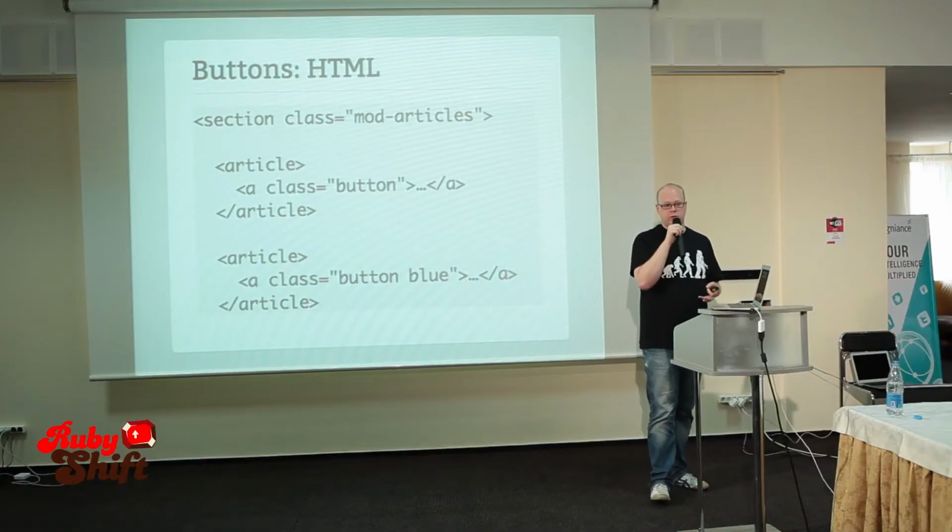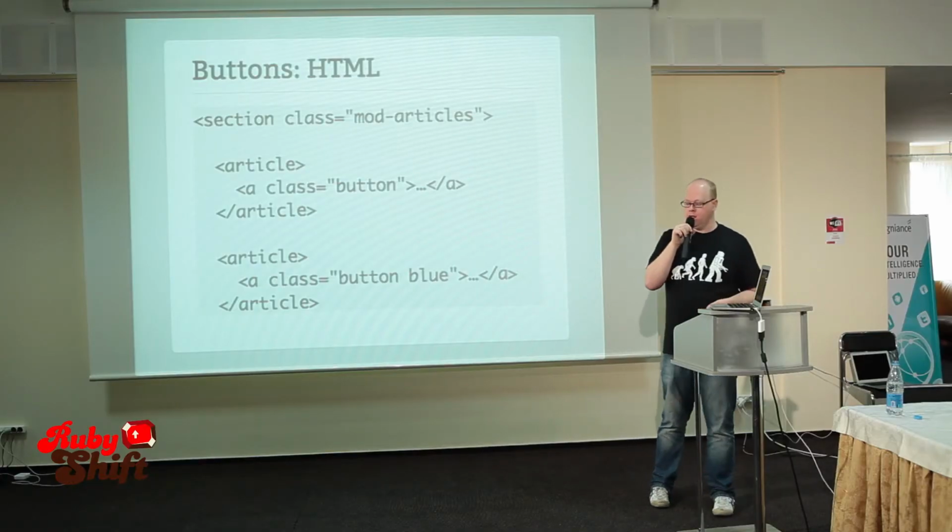Because what's the difference here? It's just the color blue. So in code, this will look like this, used inside the mod-articles module. The first one is a button that just has this red background color, and the second one obviously is blue.